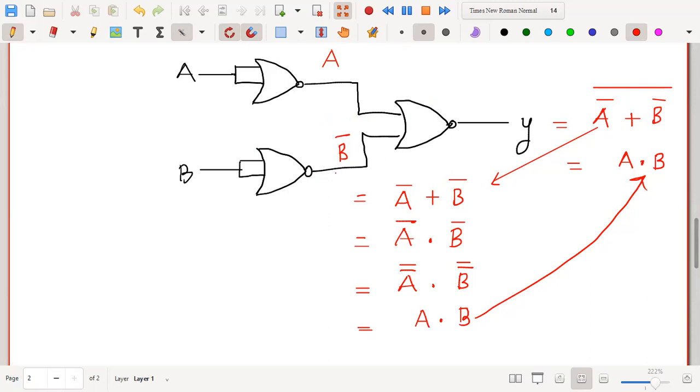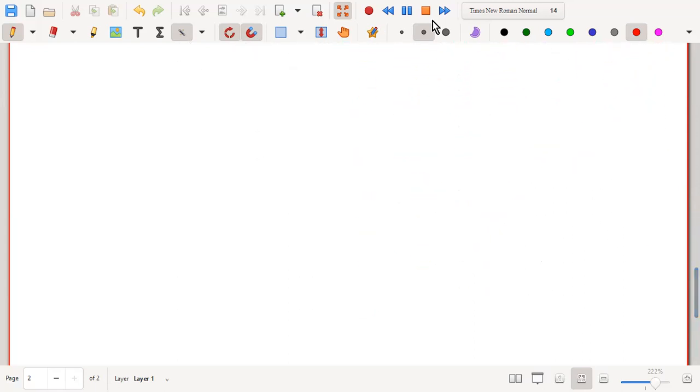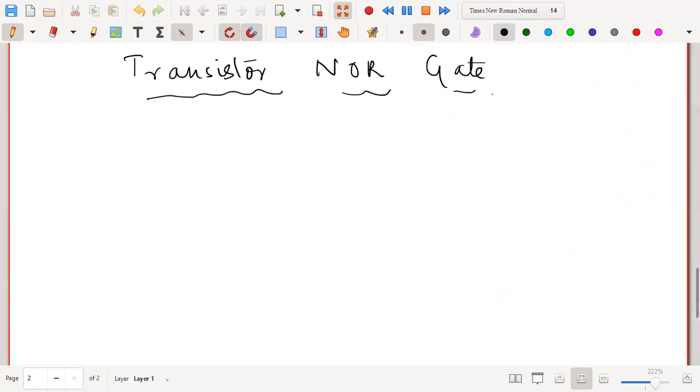We know, according to the truth table, that the output is high only when both the inputs are 0, isn't it? So we'll try to see that. I'm going to the next page. So the discussion would be, I'm just going to design a transistor NOR gate. Let us see how we can design this transistor NOR gate.